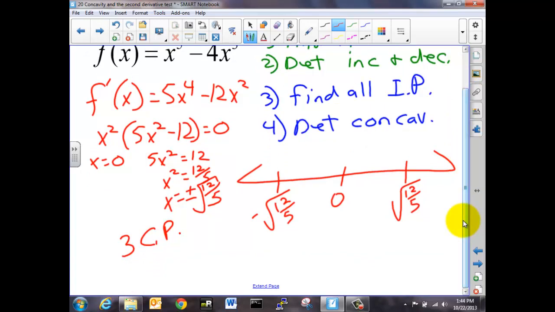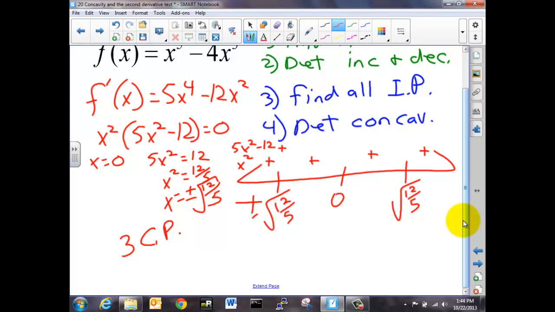All right, so look, I'm doing my critical points down here. This is all first derivative. I've got x squared, and I've got 5x squared minus 12. Well, x squared is always positive, isn't it? All right, and then what if I take a number smaller than that? Smaller than that would be negative 10. Negative 10 squared is 100. That's going to be a positive number.